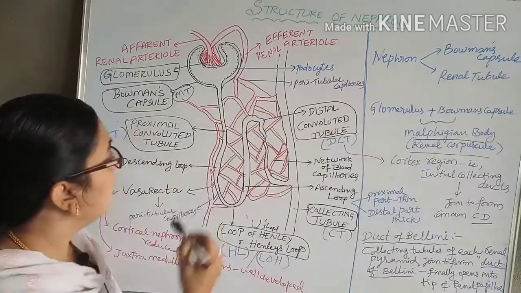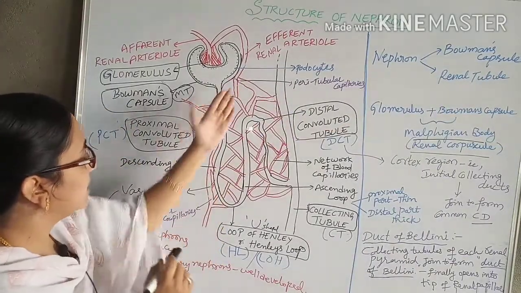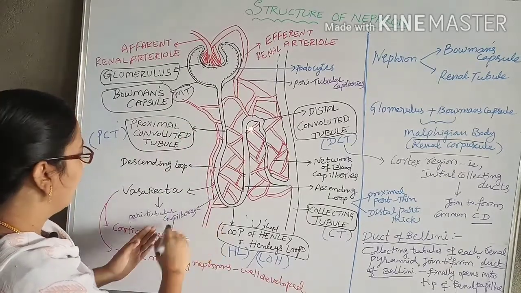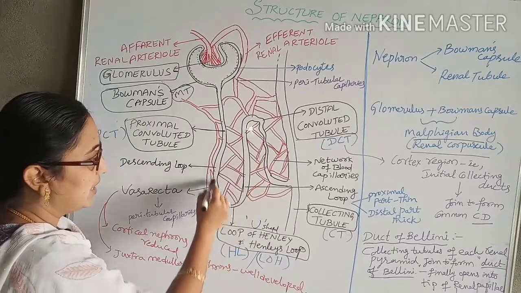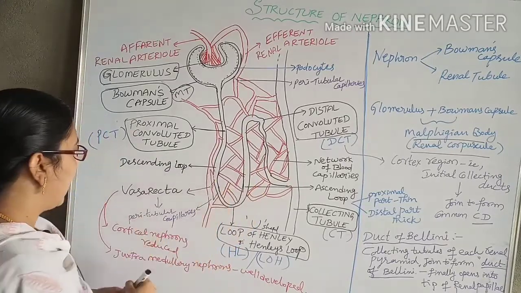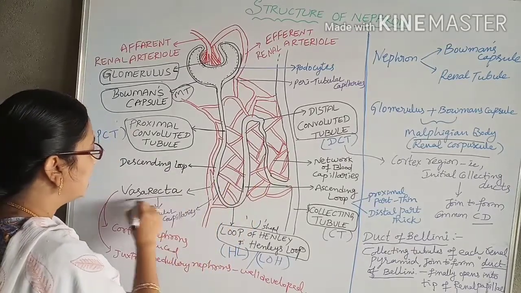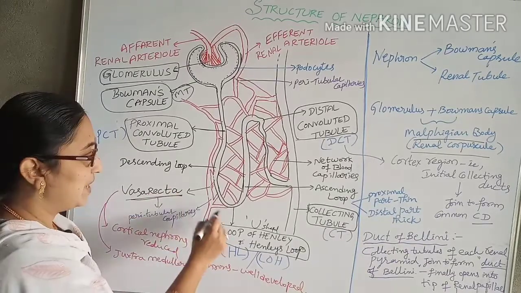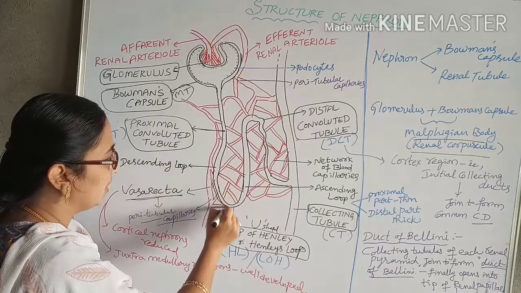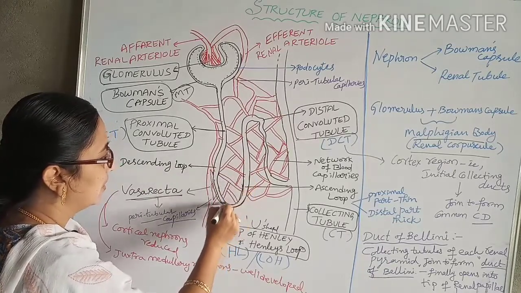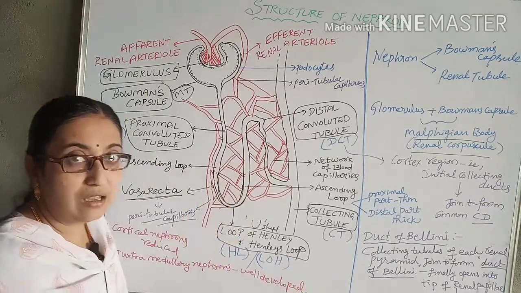Okay. So the peritubular capillaries present at the Henle's loop are called vasa recta. The peritubular capillaries present at this Henle's loop, at this region, are called vasa recta.